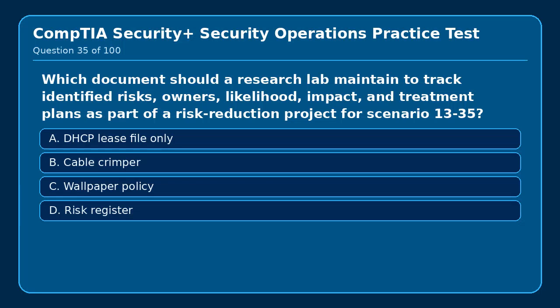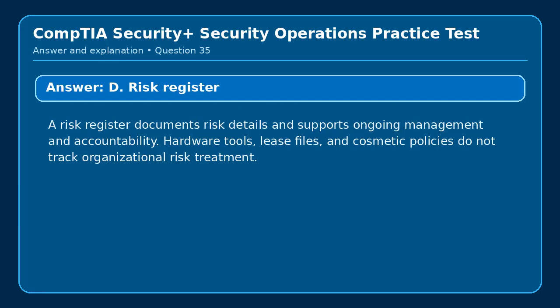Insurance transfers part of the financial impact to another party under defined conditions. Acceptance keeps the risk. Avoidance eliminates the activity. And ignoring is not a valid management strategy.